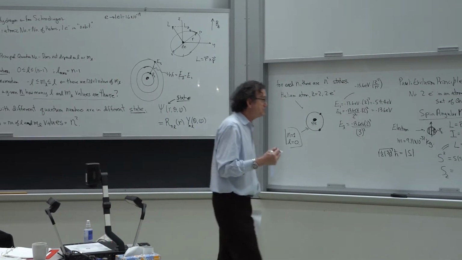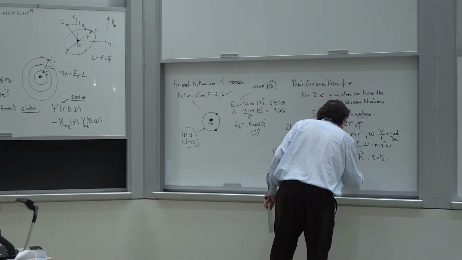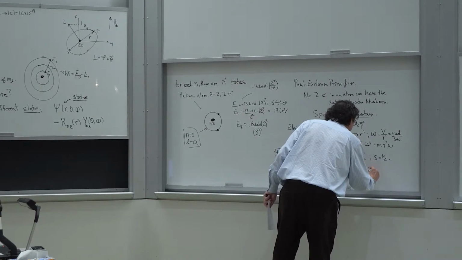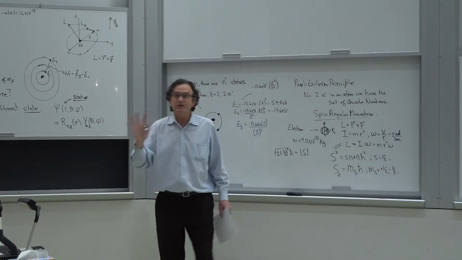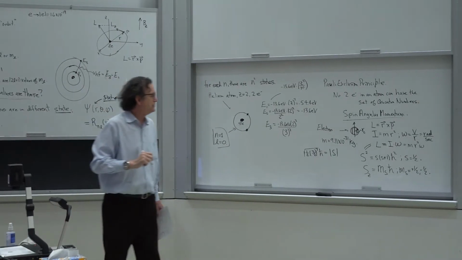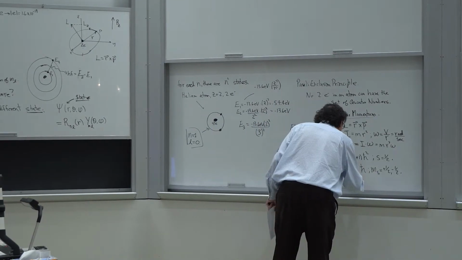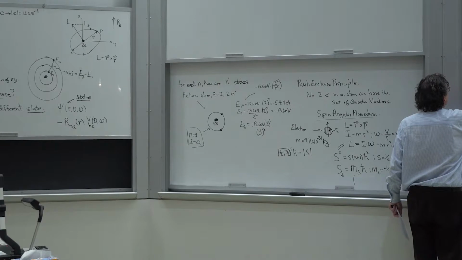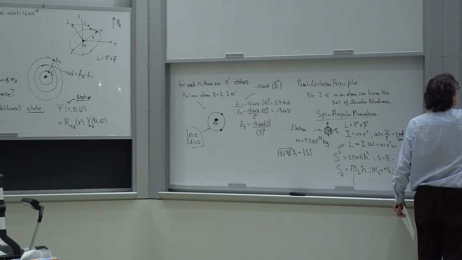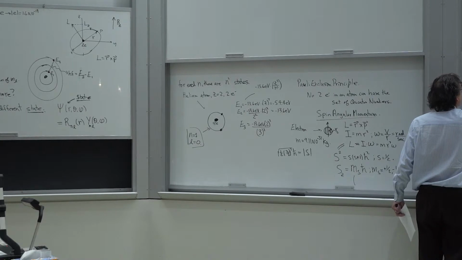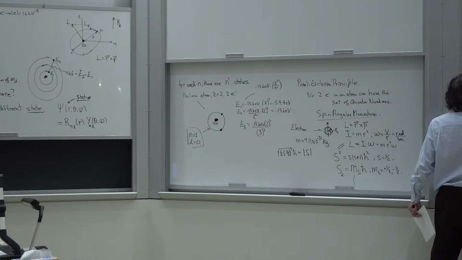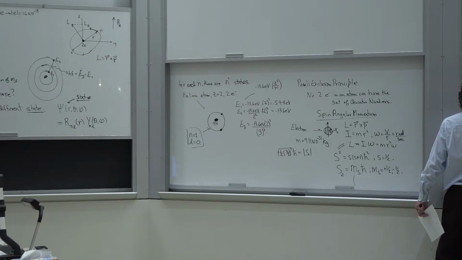But S sub z can have two values. S sub z is always equal to m sub s times h bar, but m sub s can be equal to plus 1/2 or minus 1/2. So there are two possible values for the z component. And we call these two different states spin up and spin down. So m sub s equals plus 1/2 we call spin up, and the other one with m sub s equal to minus 1/2 we call spin down. And of course, this is with respect to the z-axis. WRT is my abbreviation for with respect to.